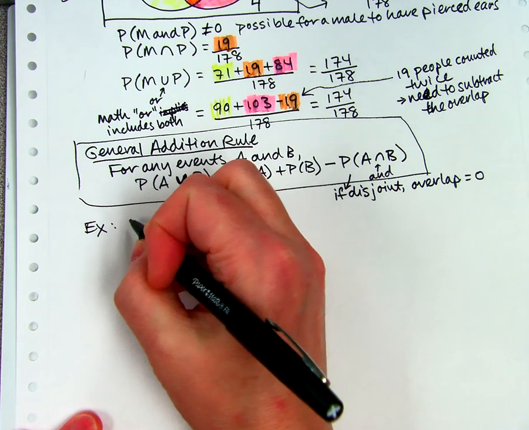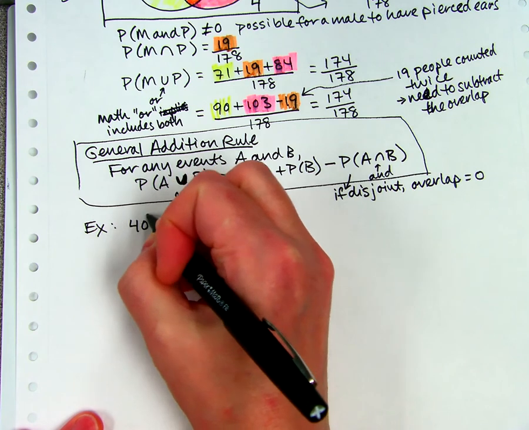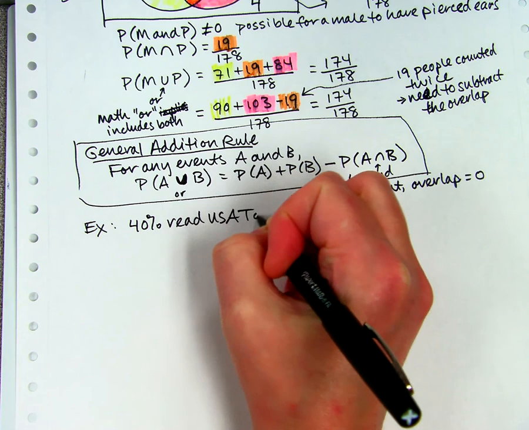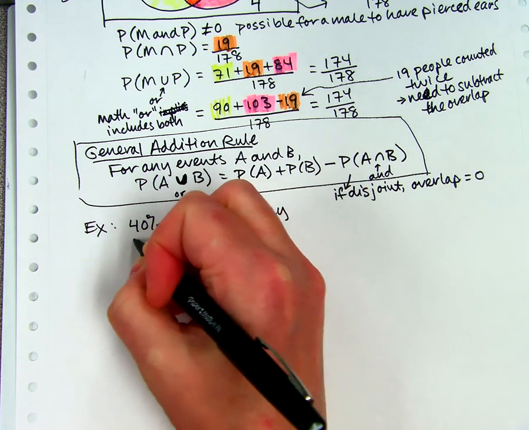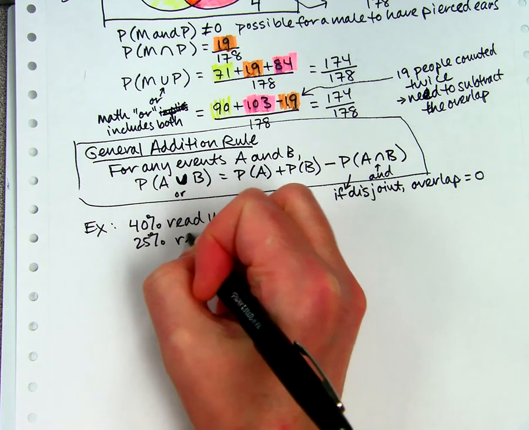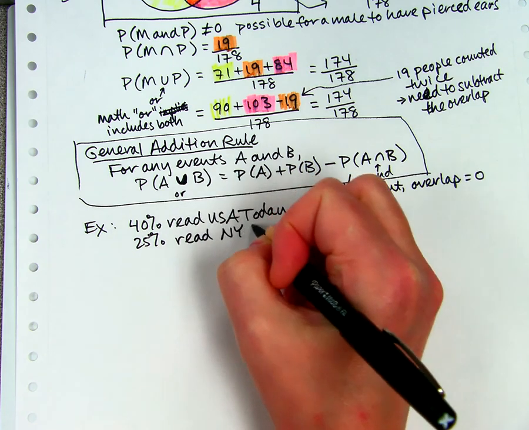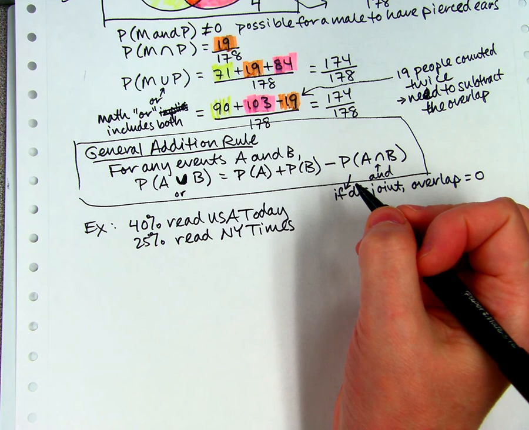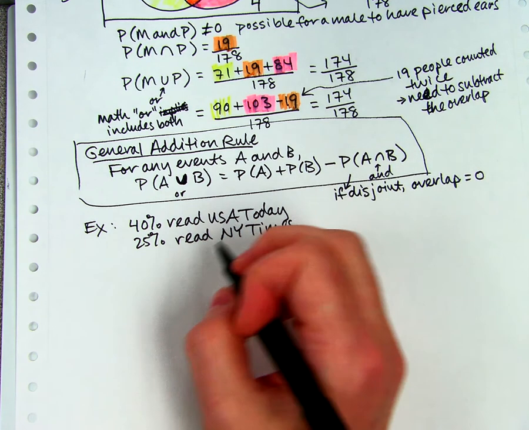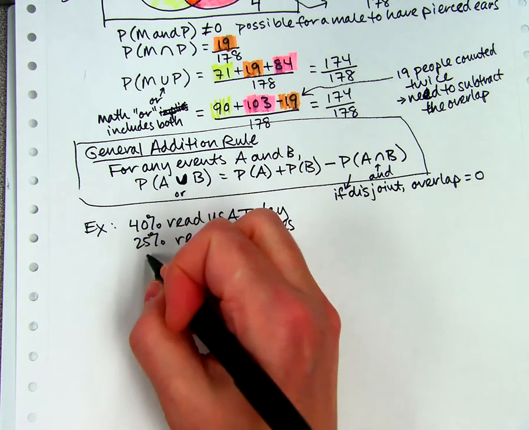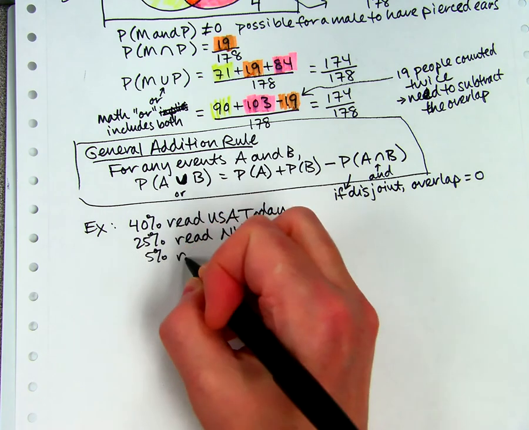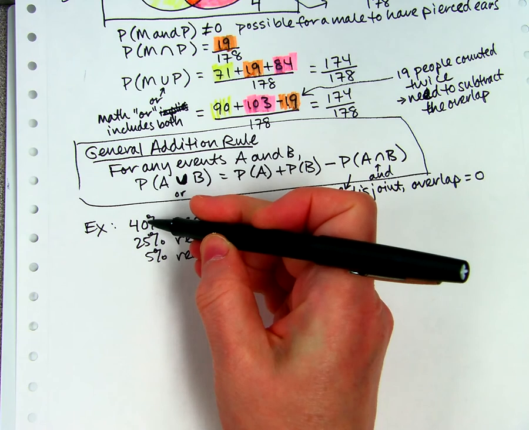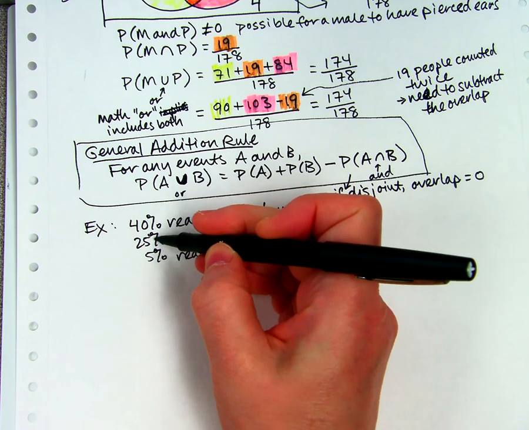Let's say we have people reading newspapers, and 40% of my people surveyed read USA Today, and 25% read the New York Times. And of course, it is possible that some people read both. You got to keep that in mind. This is not a disjoint thing. So I'm going to say there's 5% of my population that read both. And that 5% would be included in the 40%, and it would be included in the 25%.